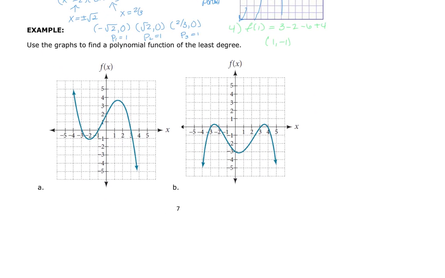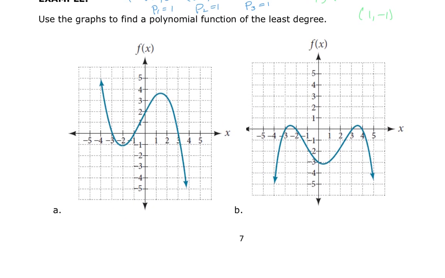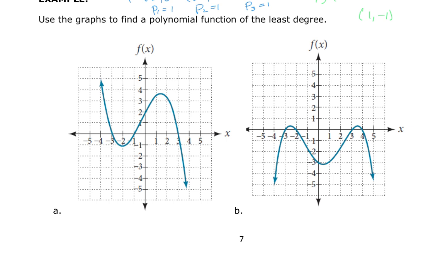Okay, so now we're going to be asked for a polynomial. Find a polynomial with the least degree. So these are the things that I know. This first intercept is going to produce x plus 3. This intercept is going to produce the x plus 1, and this intercept is going to produce the x minus 3. So this is what I think I have: x plus 3, x plus 1, and x minus 3.